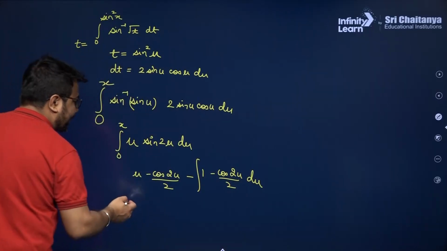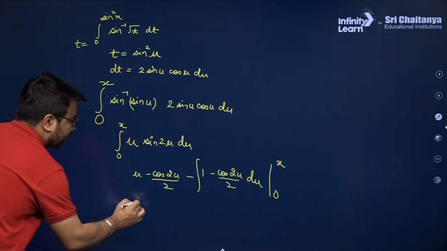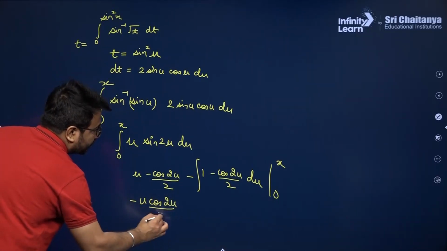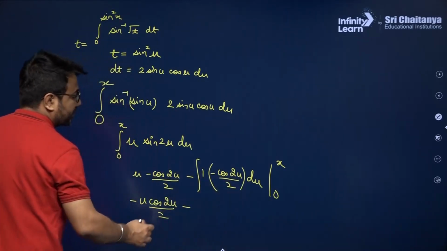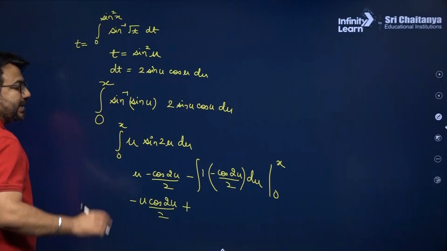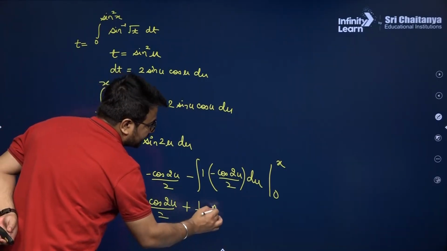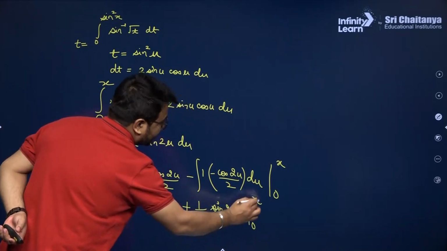Now again, if I try to integrate it, it is between 0 to x. Here we have minus u cos 2u over 2, and these are in multiplication. Minus into minus will be plus, and the integration of cos 2u will be sin 2u upon 2. Now the limits are between 0 to x.